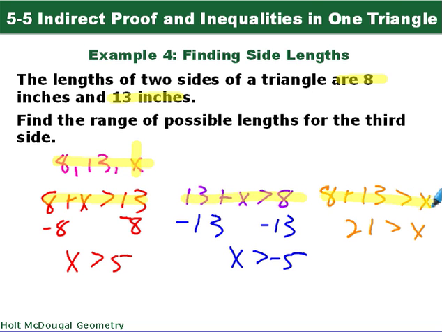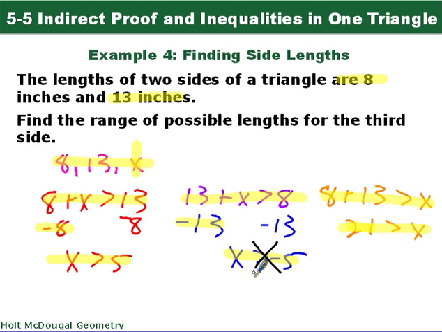So we solve for x. Here we subtracted 8. Here we subtracted 13. Here we just combine the two numbers. And we get x is greater than 5, x has to be greater than negative 5, and x is less than 21. We can't have a side length that's negative, so we just ignore this one.